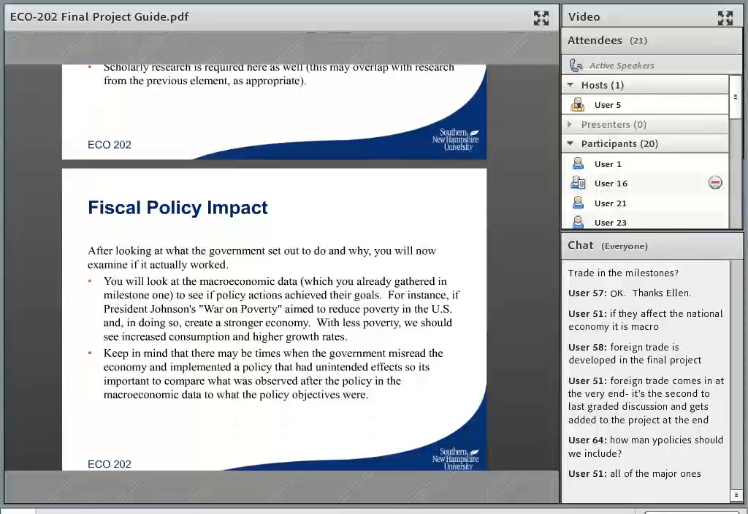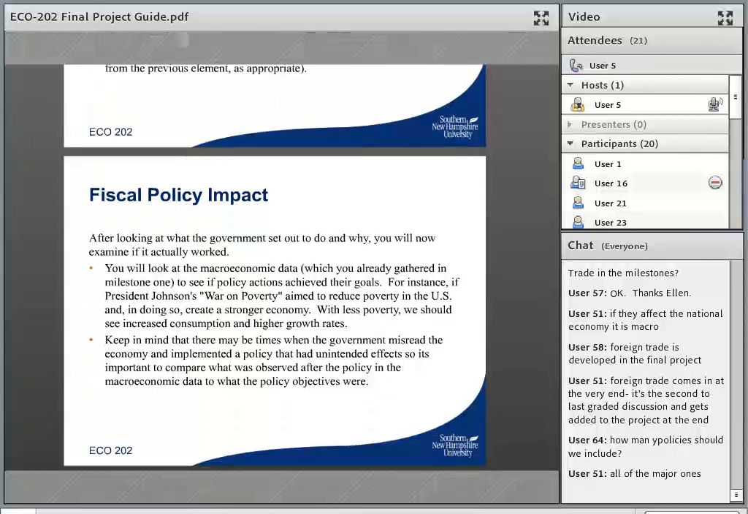All right, and the very last one, and actually I need to update this slide. We've updated it a little bit to better match up with your rubric, so I'll talk about that now.